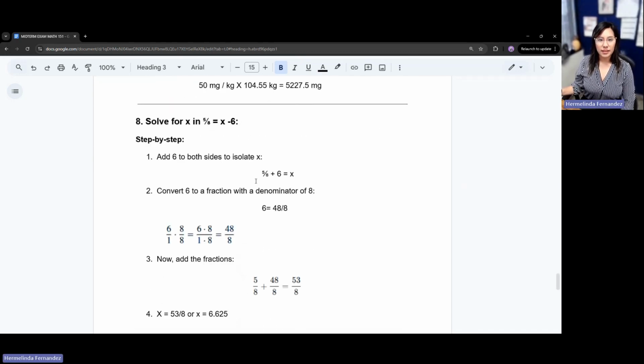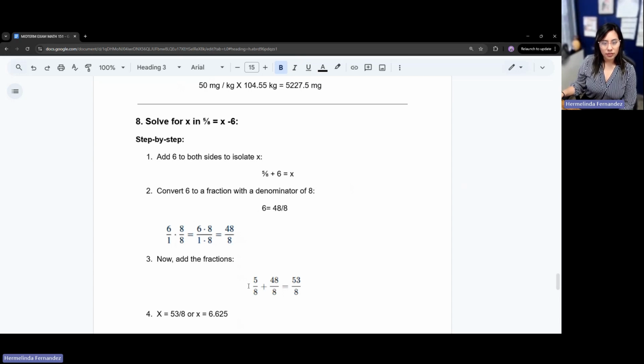Now solving for x in a fraction. So this would be finding that common denominator and then putting that x all by itself. So the same thing with here. The really cool thing about these whole numbers is that you can write it in a different way. So you can write it with 1, so 6 over 1. So 6 over 1, you find the common denominator, and then you multiply, okay? So what you will do is 6 times 8 is 48, and 8 times 1 is 8. So your common denominator is 48 over 8, okay?